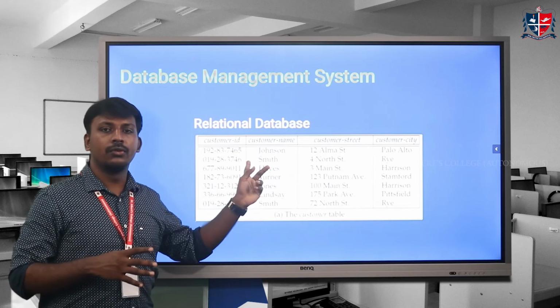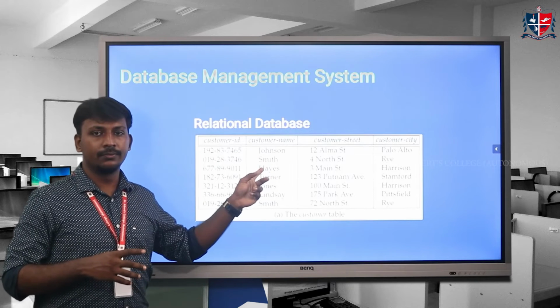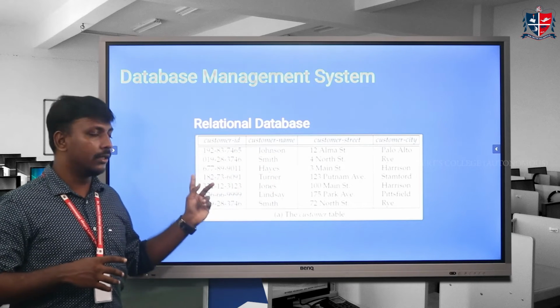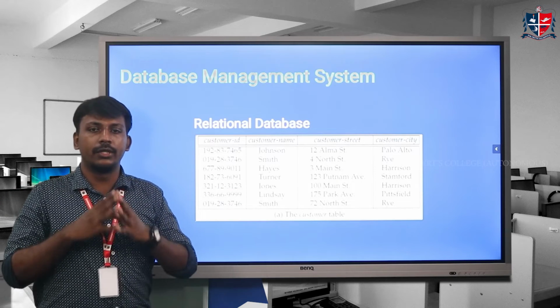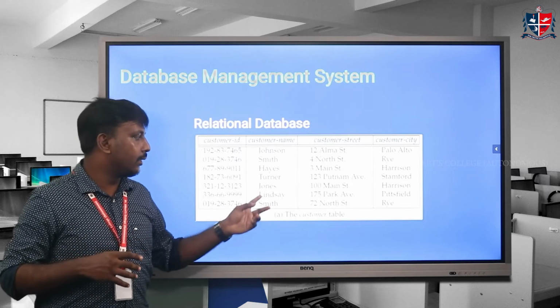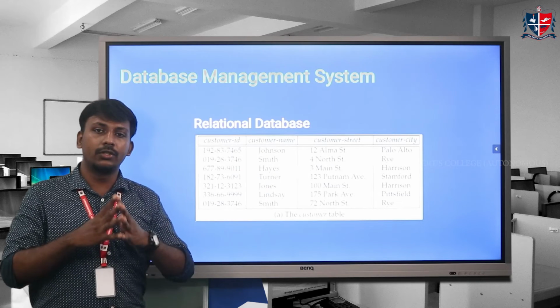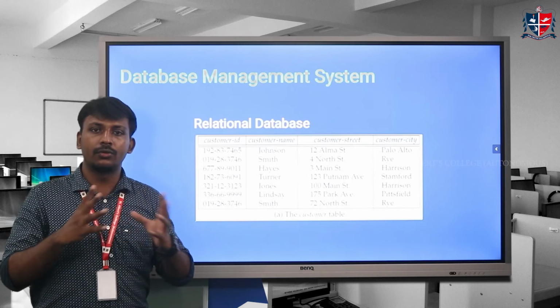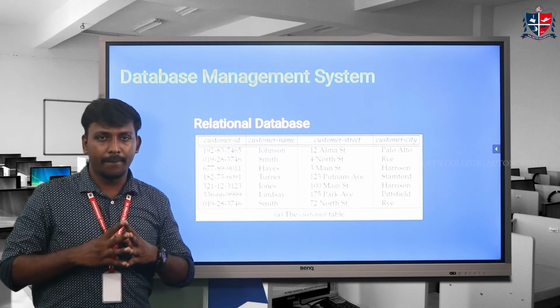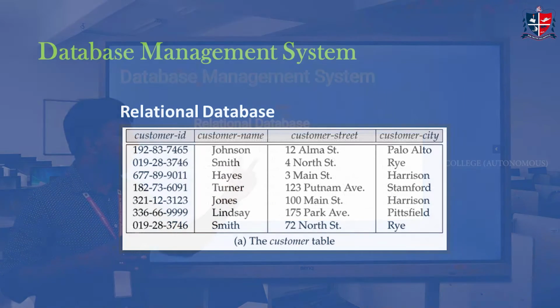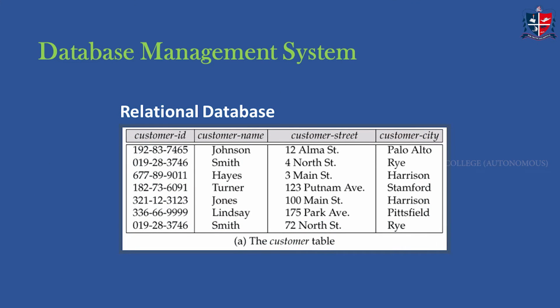Each row we are calling a record. If you are updating a particular record, the entire record is committed to the database. If there is any inconsistency happening in a particular cell, it is rolled back to the previous state of that particular record. The entire record is returned to the previous state. Like that, a relational database management system is managed by a particular DBMS.